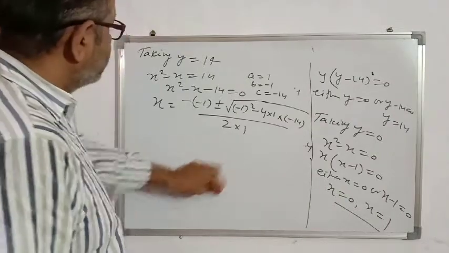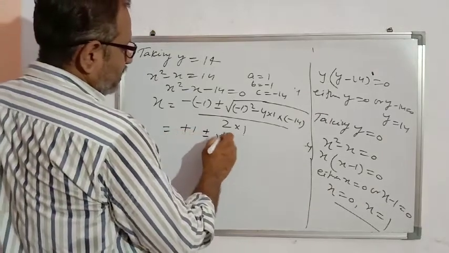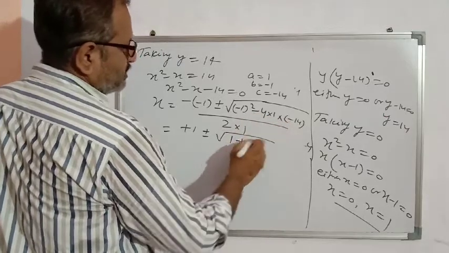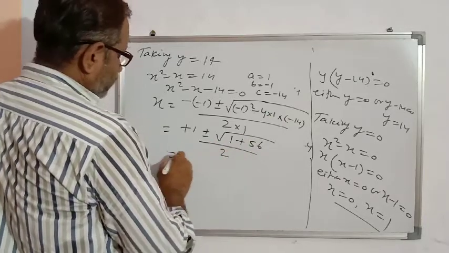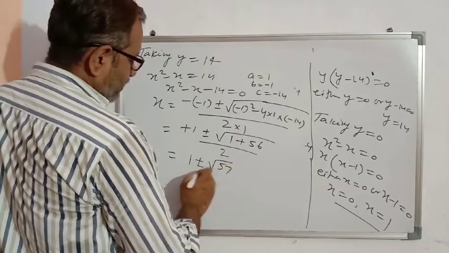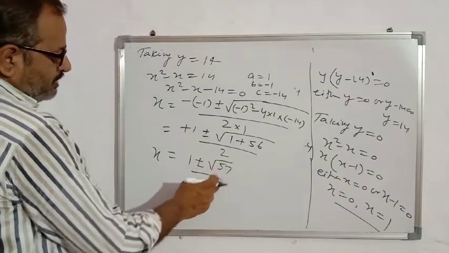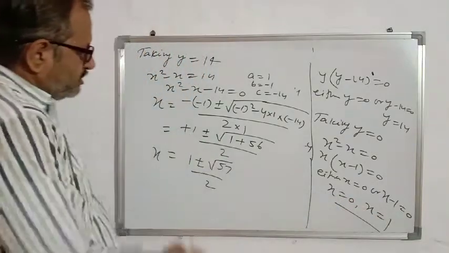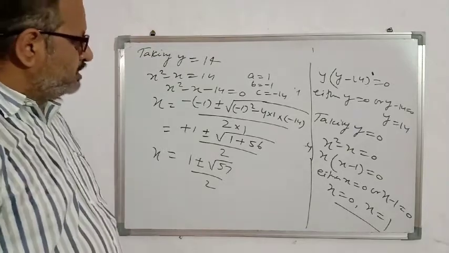Simplify it. Minus into minus is plus 1, plus minus under root 1 square, which is 1, minus into minus plus 14 into 4 is 56, by 2. So 1 plus minus under root 56 plus 1, 57, by 2. So we are getting two values from here, 1 plus under root 57 by 2 and 1 minus root 57 by 2, and the other two values 0 and 1. In this way we are getting four values of x. I hope that it is clear to you.